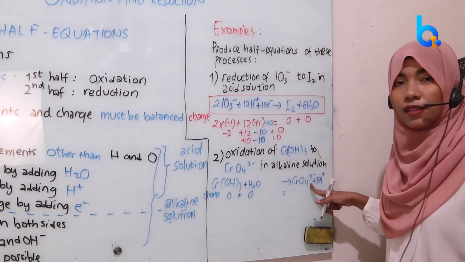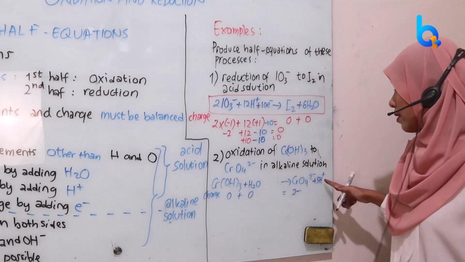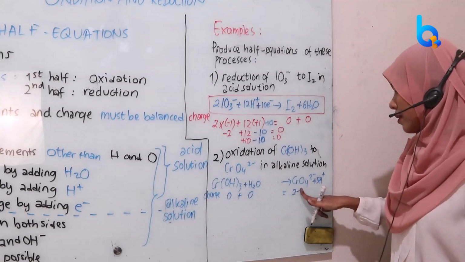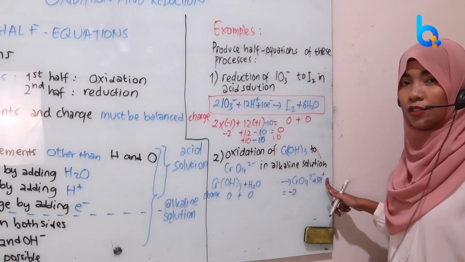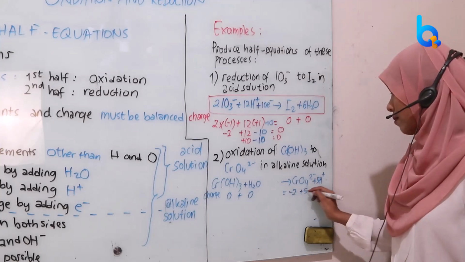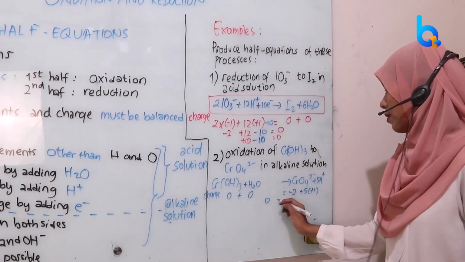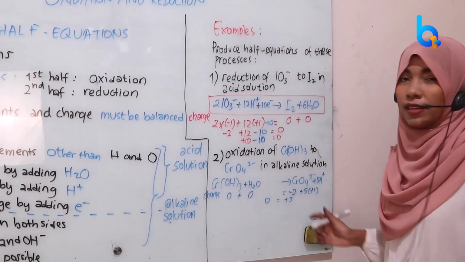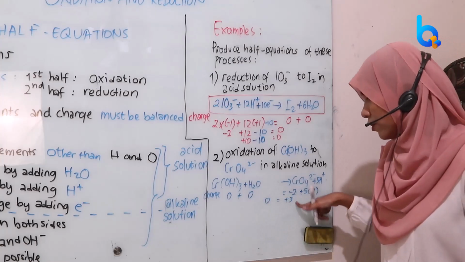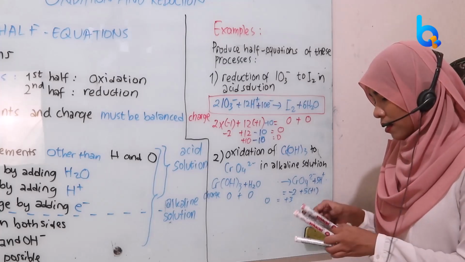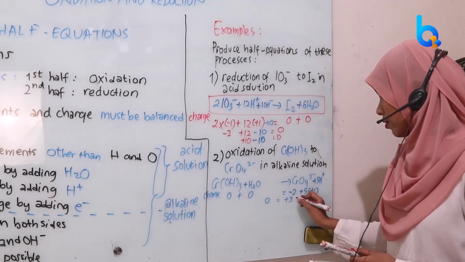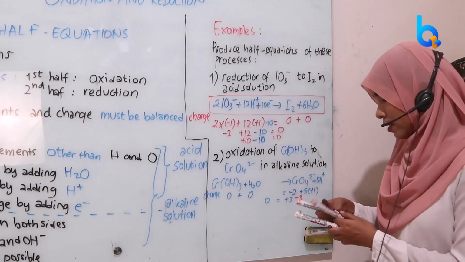CrO4 2 minus has charge 2 minus. Hydrogen plus is plus 1 times 5. 0 equals to plus 3 does not make sense, right? So we have to reduce the 3 by deducting it with minus 3. So the result will be the same, yeah?